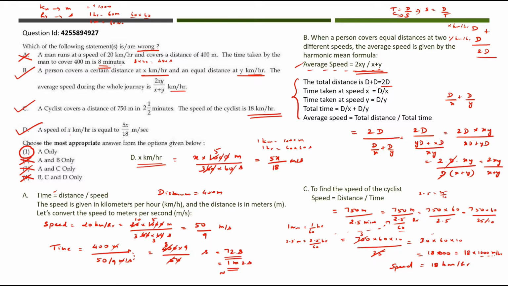So instead of going with 1 hour is equal to 3600 seconds, I am keeping 60 into 60 as it is so that we can work it out easily.